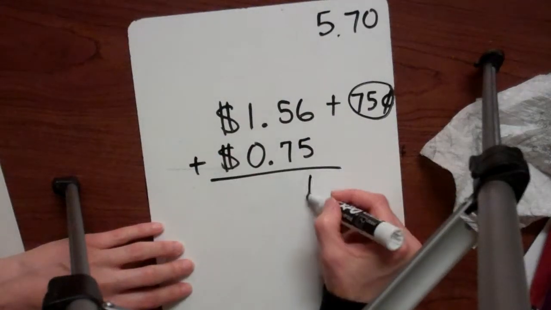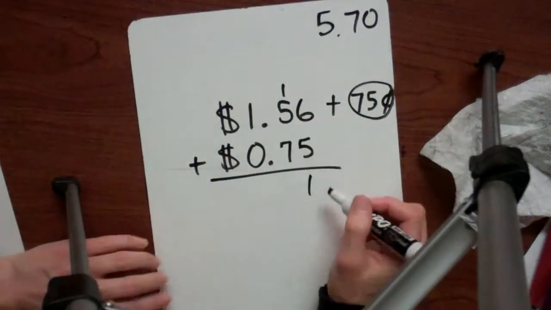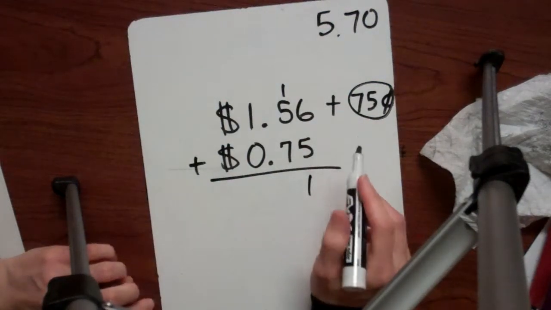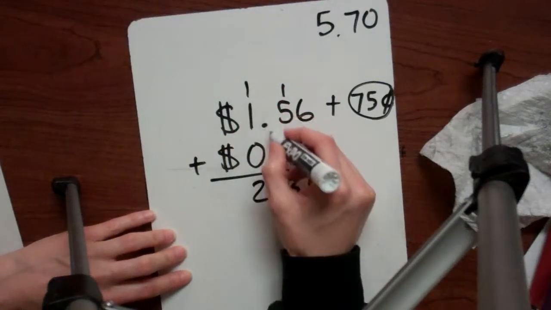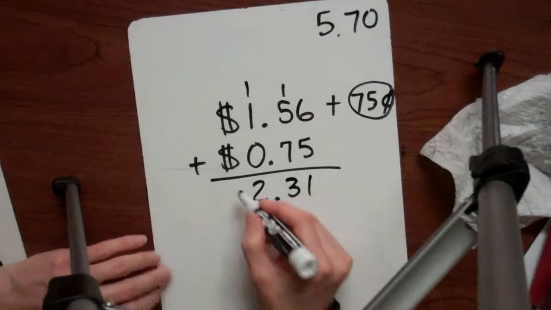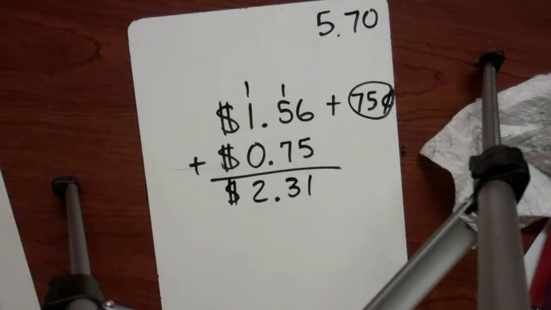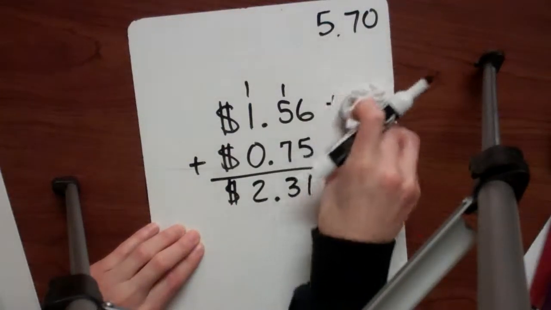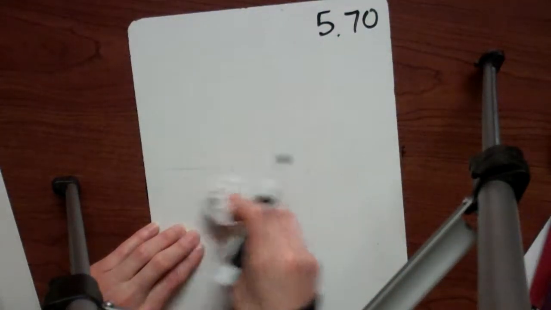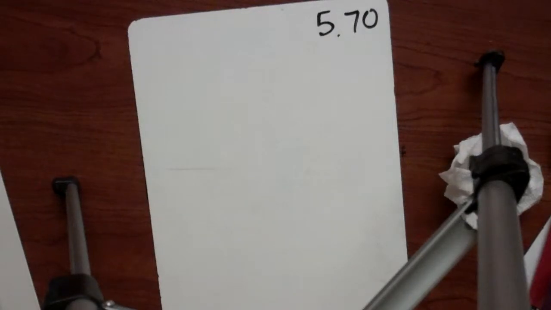So then I would just add, okay, 7, 8, 9, 10, 11, 12, 13, and then 2. And then I would just bring down my decimal. So my answer would be $2.31. Okay? So that is how to perform decimal numbers or even cents and working them together so that you can get the right answer.